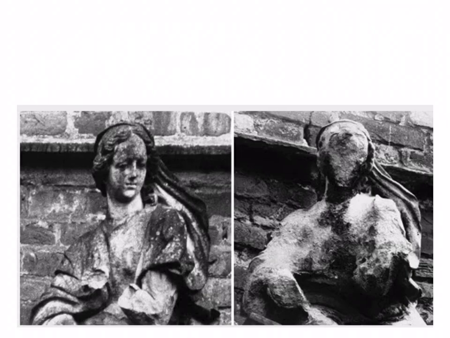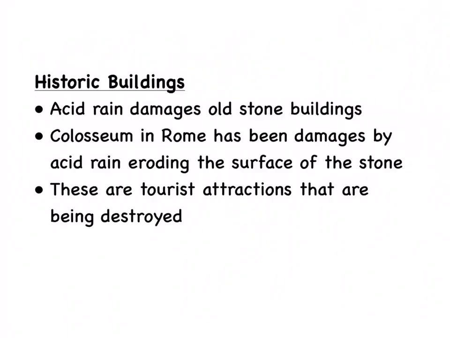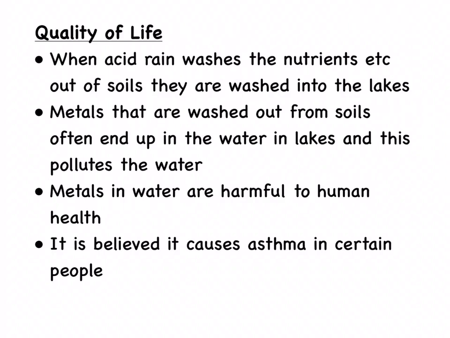And that's bad then for tourism, because tourists come to visit monuments, they come to visit statues, and if they're destroyed and damaged by acid rain, you're not going to want to take your picture of it anymore. So the tourists won't come in. So really and truly, acid rain can affect quite a lot of things in the environment.